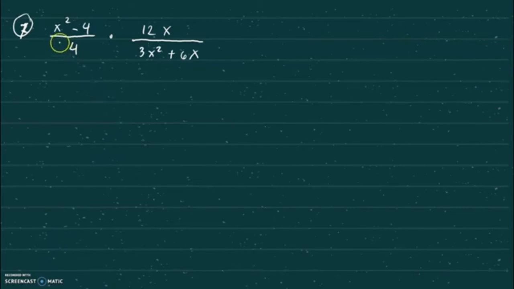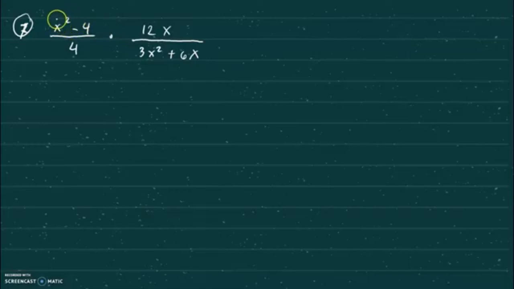All right. Now let's move on to the next example. We have x squared minus 4 over 4 times 12x over 3x squared plus 6x. Okay. Now we know that when we multiply rational expressions, we should multiply numerator by the numerator and denominator with the denominator, and then simplify. However, that way would take us a lot of time to do. So we can just directly factor, okay, the numerator and the denominator of our rational expressions.